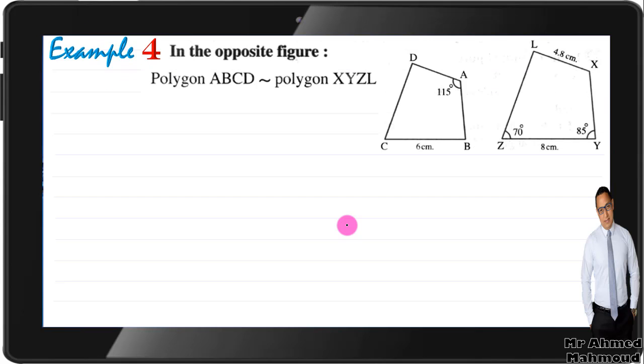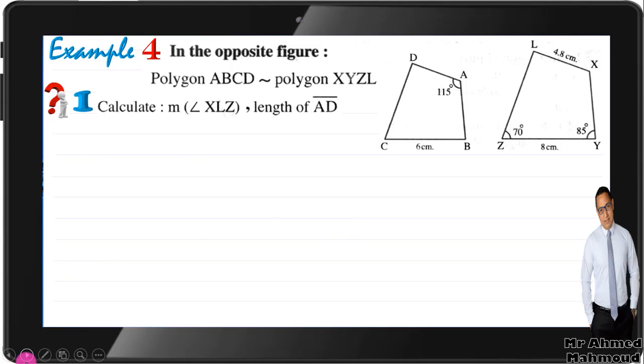In the opposite two figures, polygon ABCD is similar to polygon XYZL. Required number 1, calculate the measure of angle XLZ and the length of AD. Okay. Now in this one, they are similar, so angle A equals angle X equals 115. It's easy to find the angle L. It's very easy because the sum of the angles of the polygon equals 360.